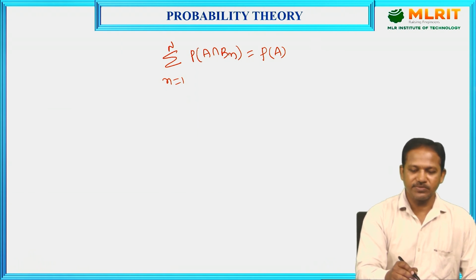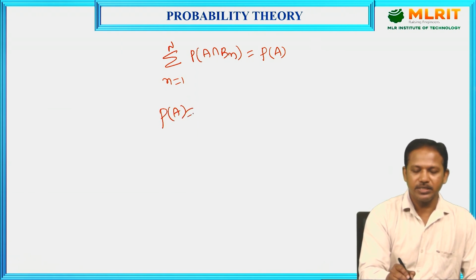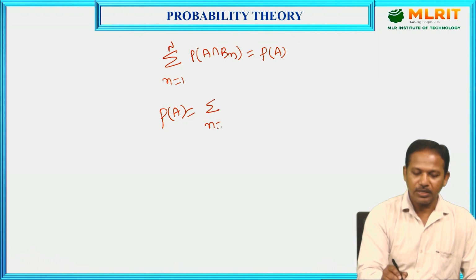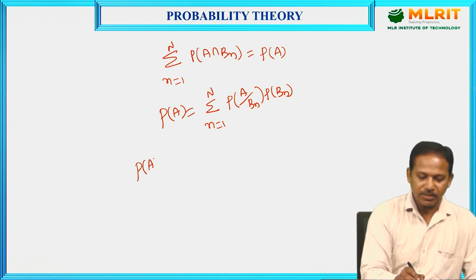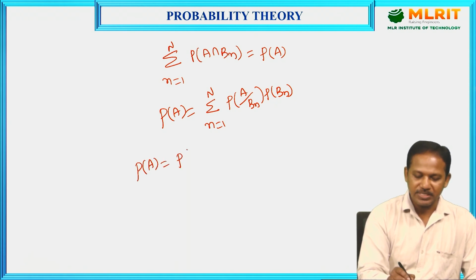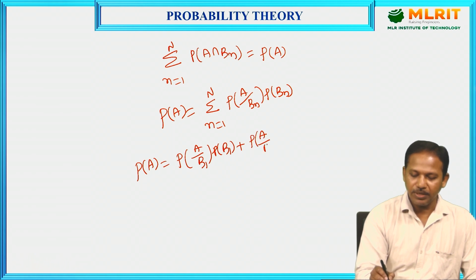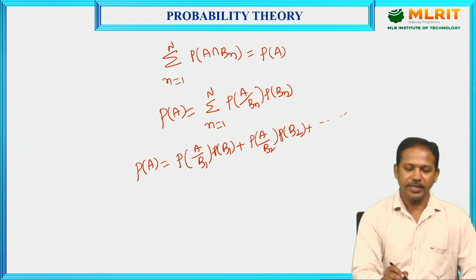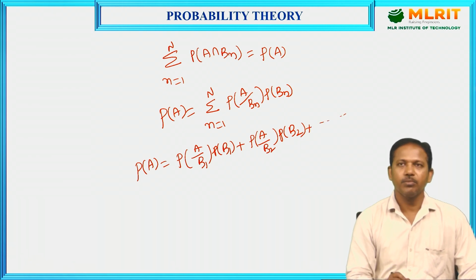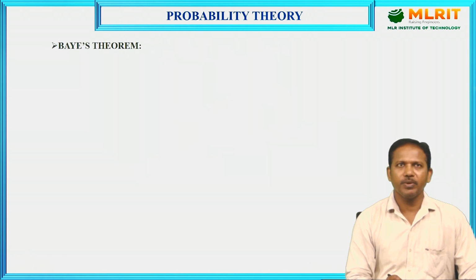If you want to expand this, P of A is equal to summation of n equal to 1 to n of P of A given Bn into P of Bn. You can expand it like P of A is equal to, for example, n equal to 1, P of A given B1 into P of B1, plus n equal to 2, P of A given B2 into P of B2, plus and so on, up to the nth term. So this is the proof of the total probability theorem.